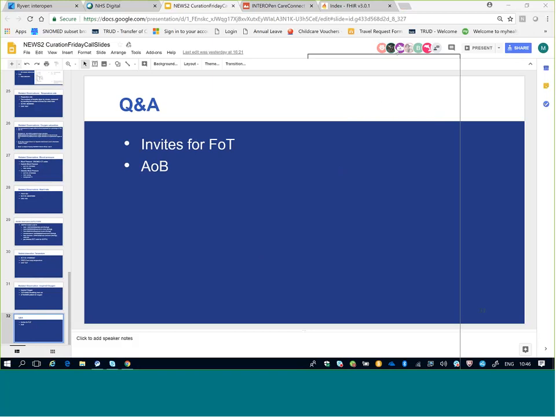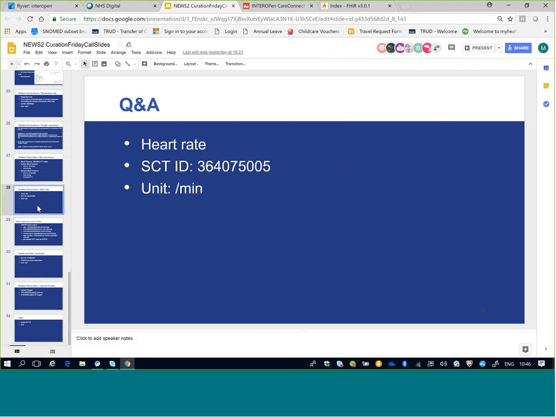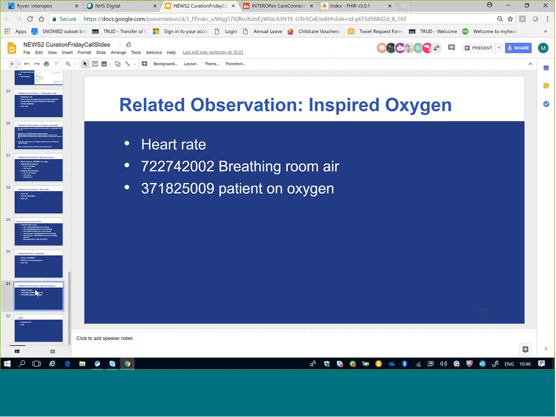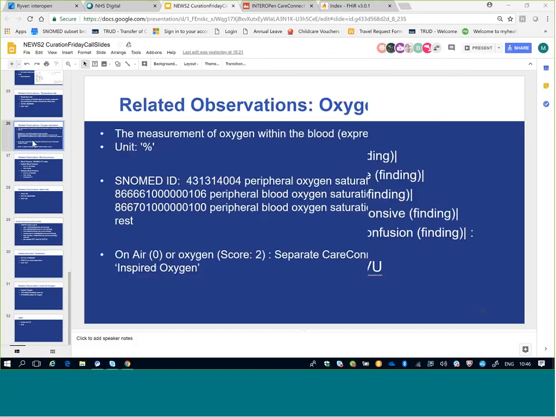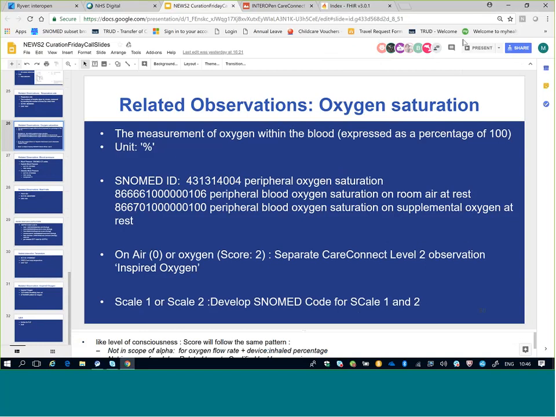Hi, just a quick question. There were a couple of codes missing there. If you go back one screen and another one. We're missing the top level codes for a number of these. So if we go to the oxygen one, which I think was the next one. Yeah. We've got the value codes there, but we need the parent code as well.